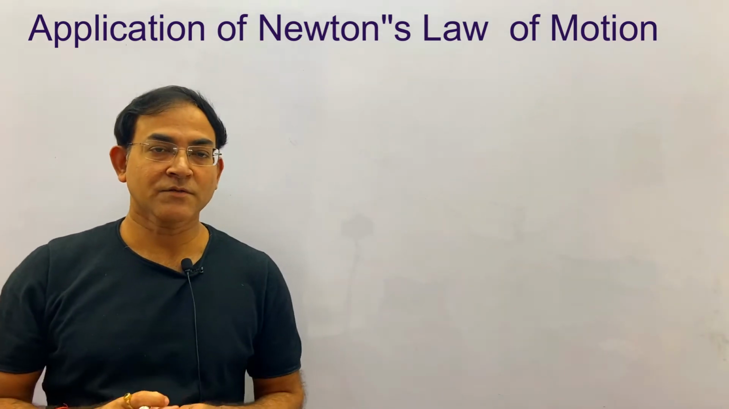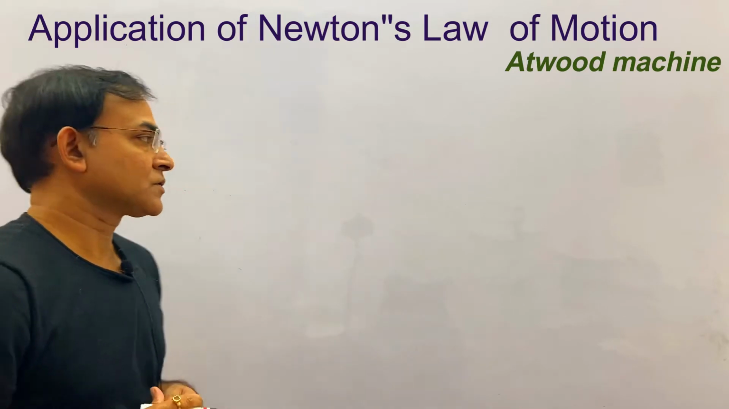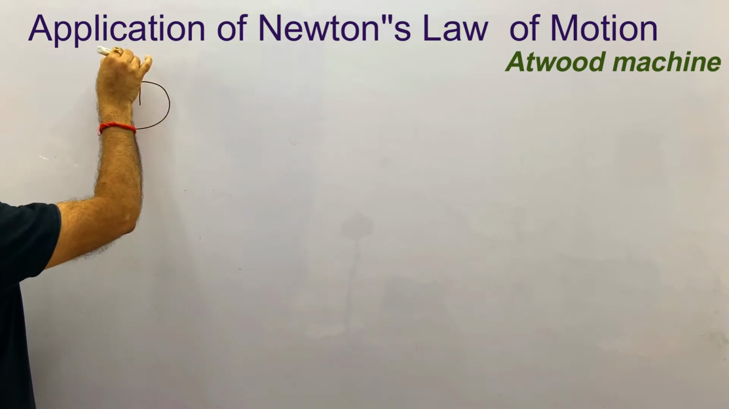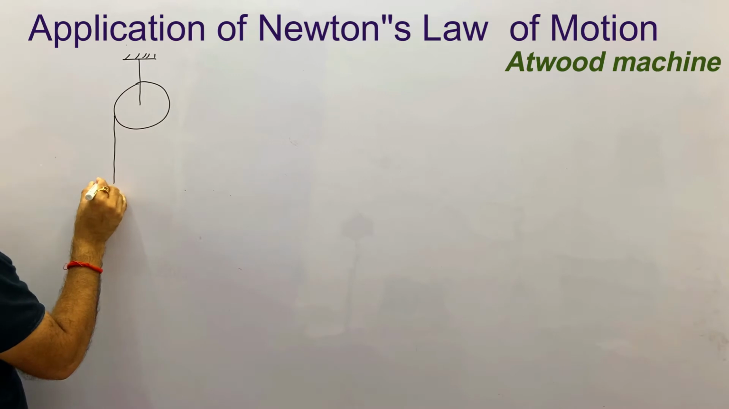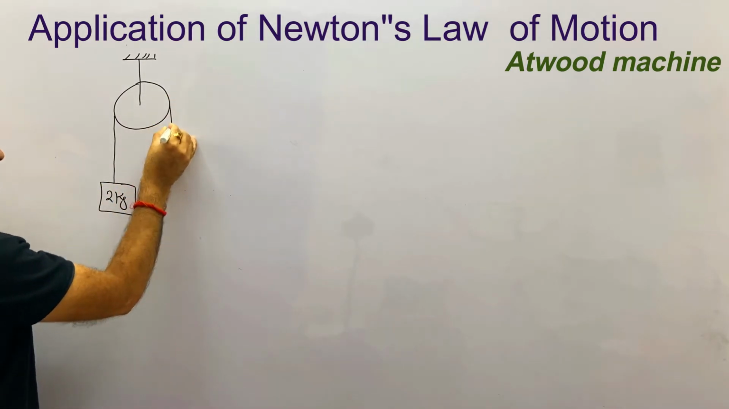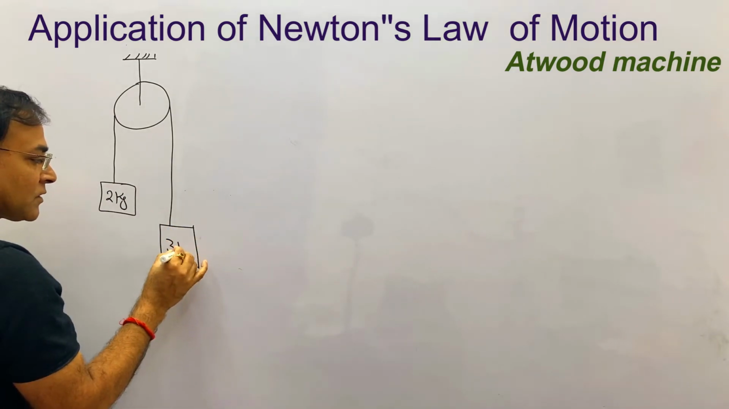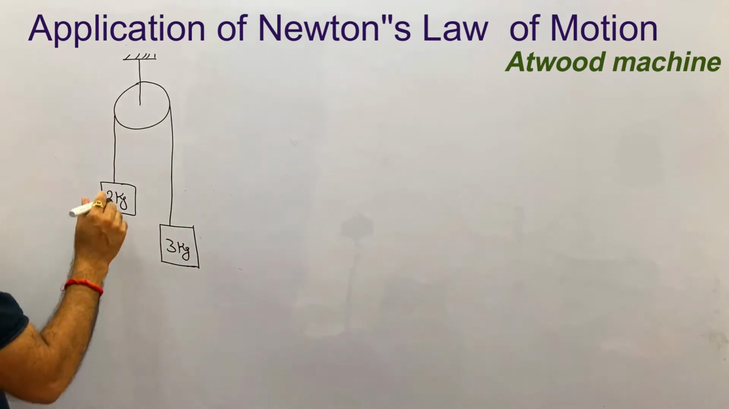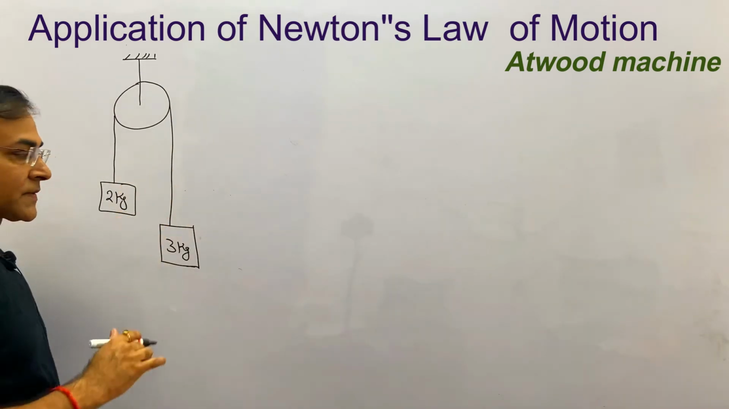So we start with the pulley mass system. It is also called an Atwood machine. So we are taking a pulley. The pulley is massless here. There is no mass on the pulley, and there are two blocks. There is a mass of 2 kg on one side, and on the other side a mass of 3 kg. There are two blocks of different masses, 2 kg and 3 kg, and the pulley is massless and the thread is also massless.